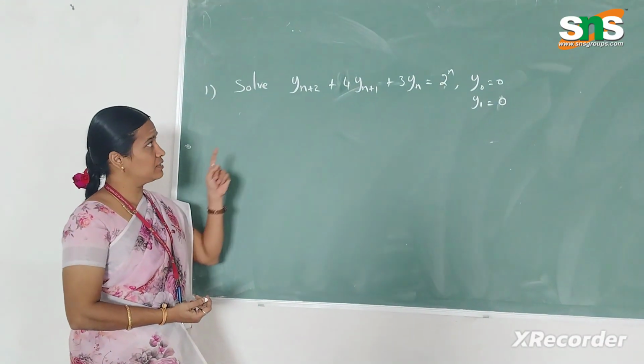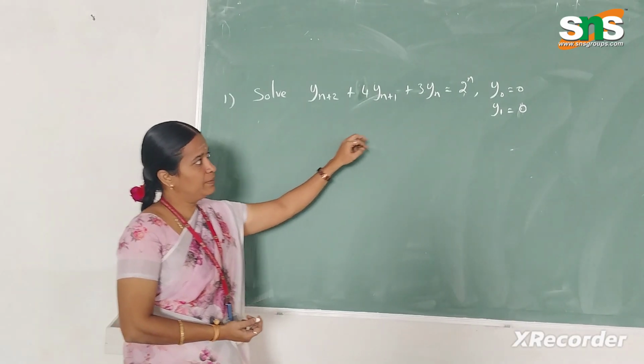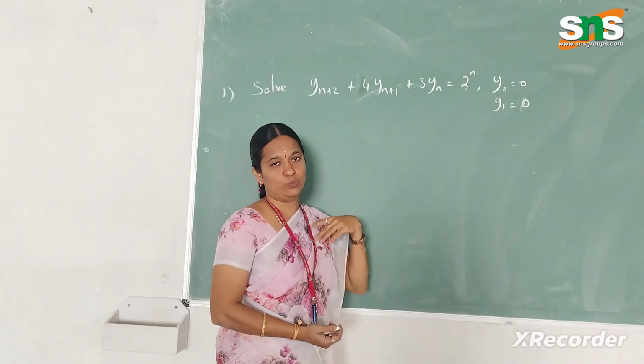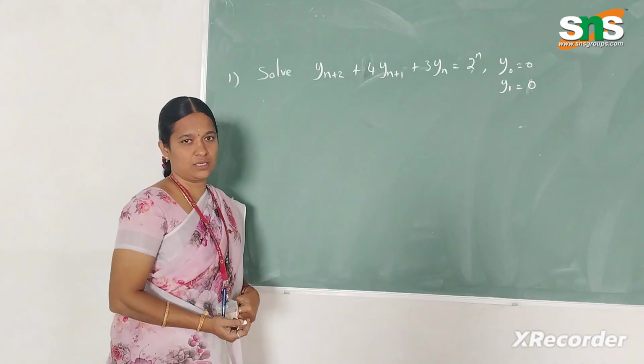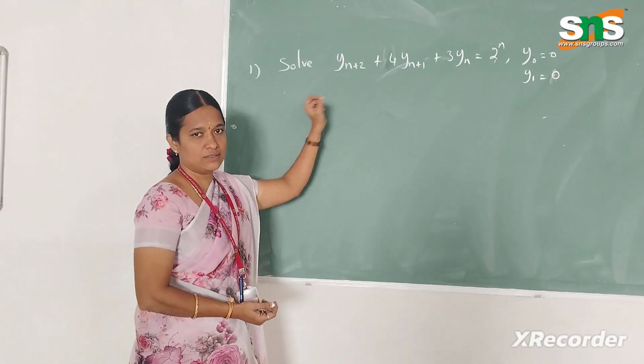Today our problem is we are going to solve y of n plus 2 plus 4 into y of n plus 1 plus 3 into y of n is equal to 2 power n. So this is nothing but our difference equation. Now we are going to solve this difference equation using Z transform.